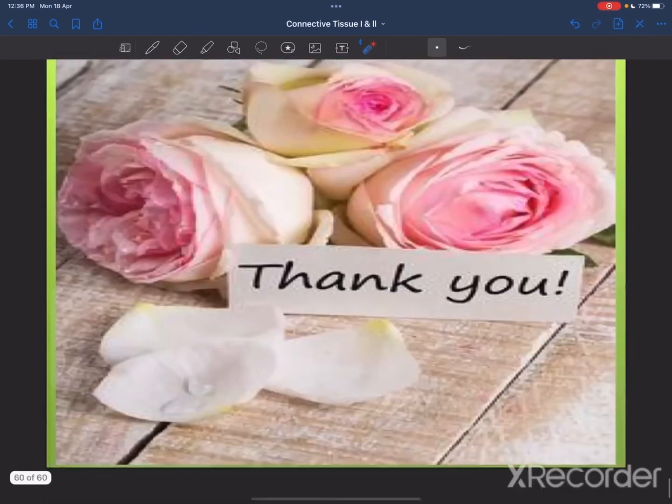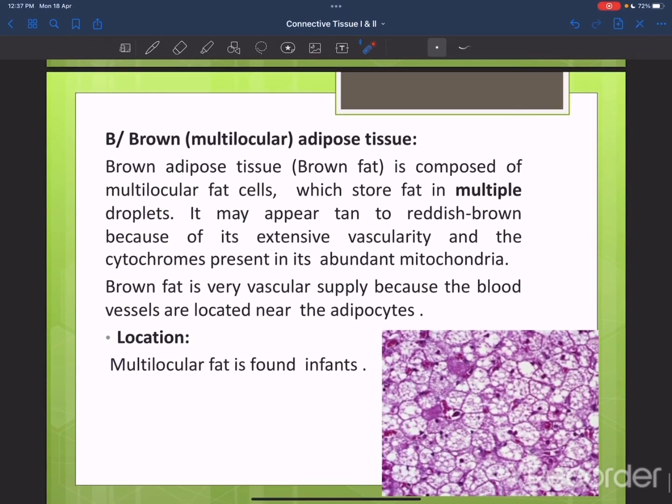Regarding the brown or multilocular adipose tissue, it is brown fat. It is composed of multilocular fat cells which store fat in multiple droplets. It may appear tan or reddish brown in color because of the extensive vascular supply and numerous mitochondria, so it takes this brownish reddish color. Brown fat has a very rich vascular supply because the blood vessels are located near the adipocytes.